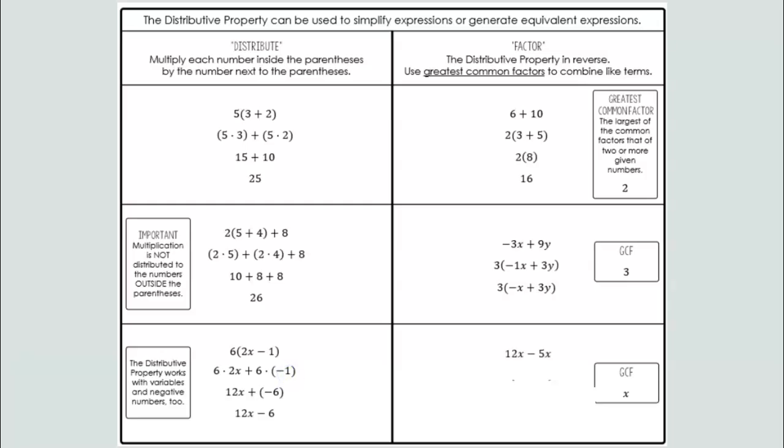Our next problem shows us 12x minus 5x. Well, these have a greatest common factor of x. So we're going to factor x out of both sides. That would leave us x outside of the parentheses with 12 minus 5 inside of the parentheses. 12 minus 5 is 7, so we are left with 7x. Remember, we always write the coefficient in front of the variable.